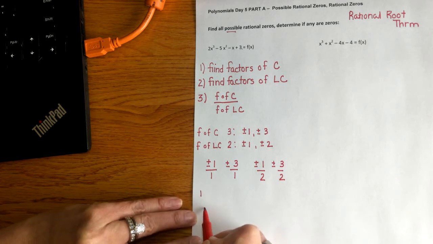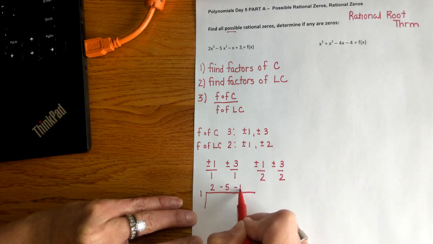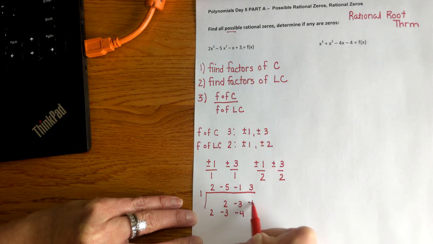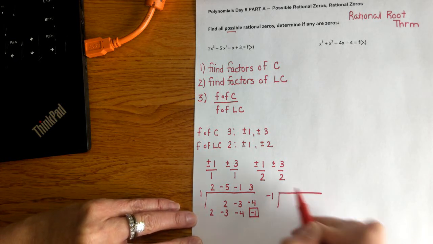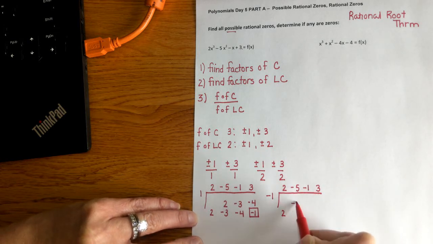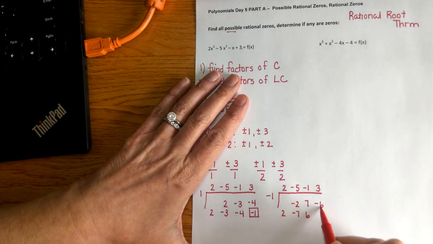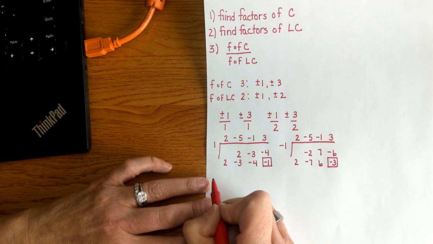So I would start with 1. And I would go 2, negative 5, negative 1, and 3. Drop the 2. This gives me negative 3, negative 4, negative 4, negative 1. When you get a remainder, that means it does not work. So now I'm going to try negative 1. Carry down. Negative 2, that's negative 7, positive 7, 6, negative 6, negative 3. That does not work. Now I'm going to try 3.